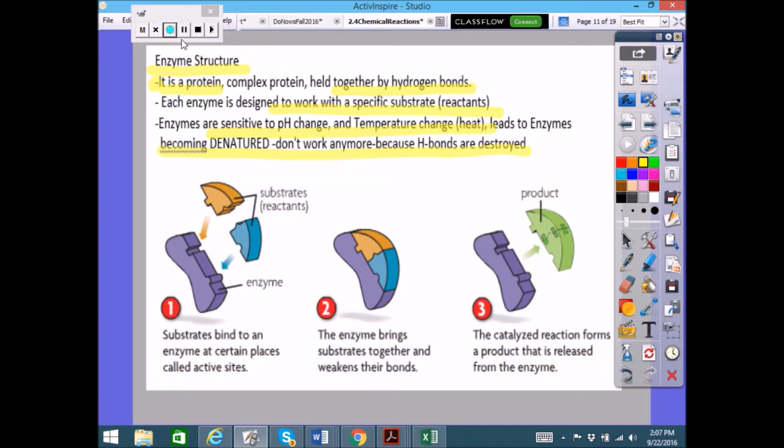All right, enzyme structure. Enzymes, first and foremost, are proteins. Second, they're held together by hydrogen bonds. Now, every enzyme is specific. For example, lactase breaks down lactose. That's all it does. It can't do multiple jobs. Amylase breaks down complex sugars. So they're very specific about which reactants they can help.